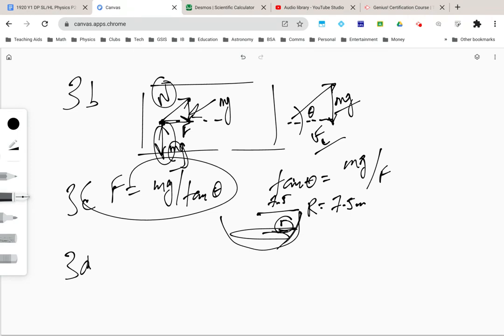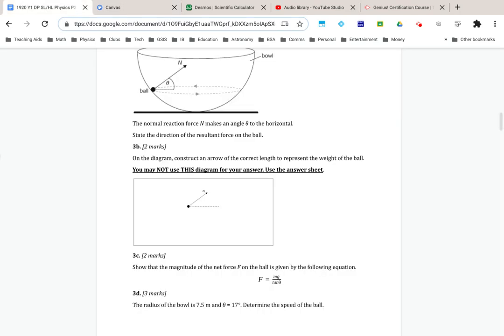As often is the case, this problem progresses. First of all, we work out how F comes about through the resultant of the normal force and the weight, and then we show that F is equal to mg over tan theta, and we know from part one that F is a centripetal force. So I can think now of two different expressions for this force F, and that's the key to solving the last piece, which is to determine the speed of the ball.